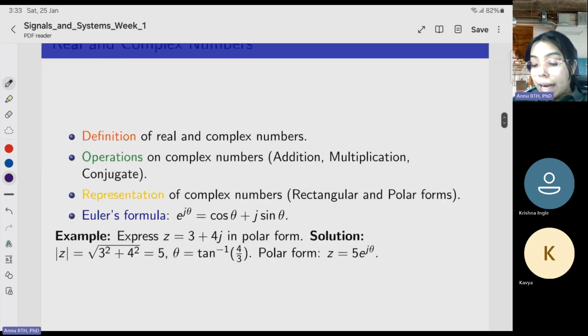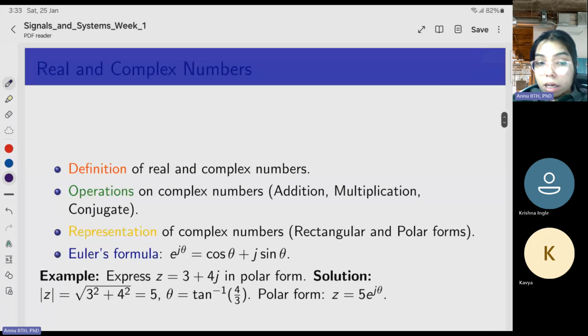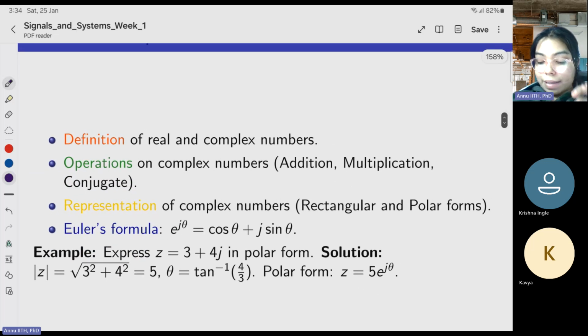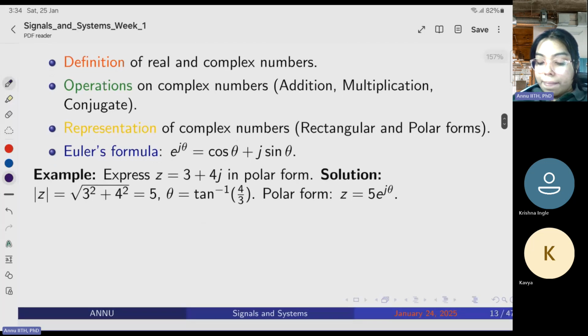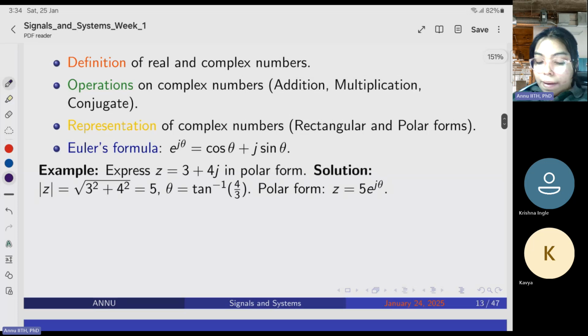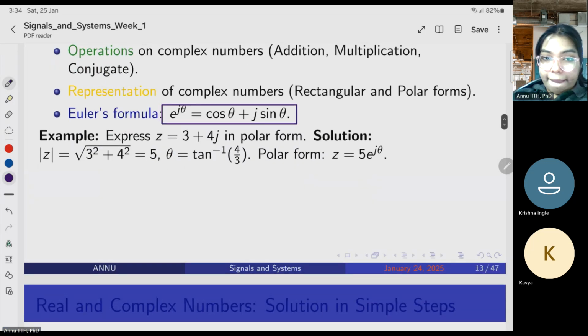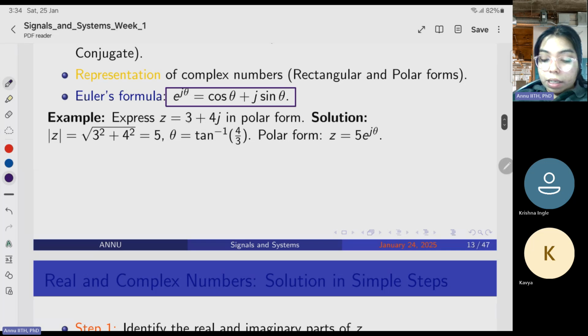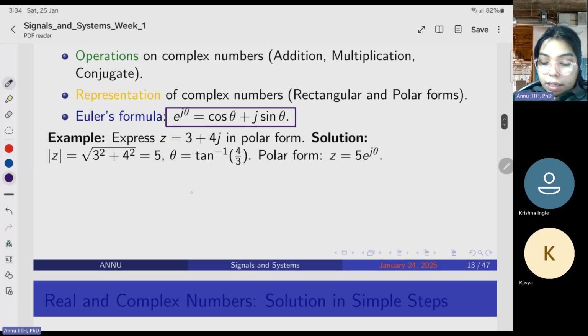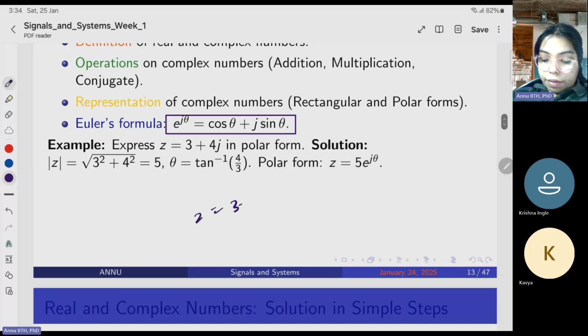So the first part of the class was the real and the complex numbers that we already saw through Python code. These operations are very simple: addition, multiplication, and the conjugate. And it can be represented in rectangular or polar form. So e power j theta is nothing but cos theta plus j sin theta. So if you want to represent z equals 3 plus 4j in polar form, it is z equals A e power j theta, where A is root over 3 square plus 4 square, and theta is tan inverse 4 by 3.